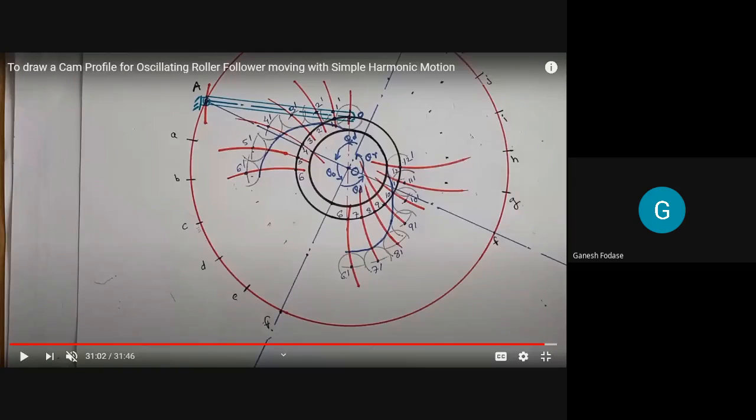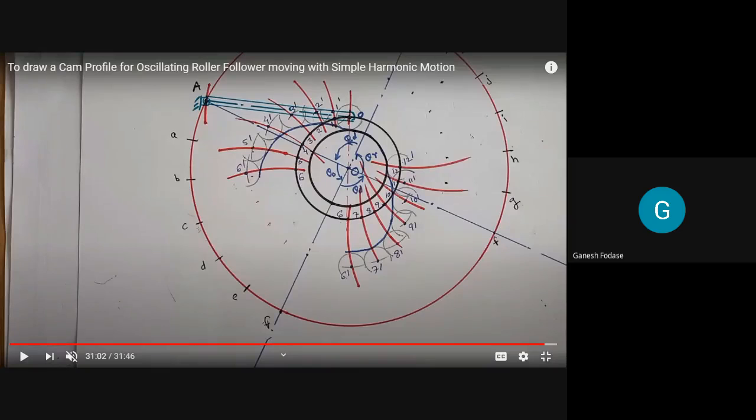I repeat, there are two distances given in a roller oscillating follower. One is the distance between fulcrum center and roller center, that is nothing but the follower arm length. The other given distance is between fulcrum center and cam center, that is 8.4 in this case. So use the follower arm length, rotate it through the angle of oscillation which is given to you, and then we get the stroke length.